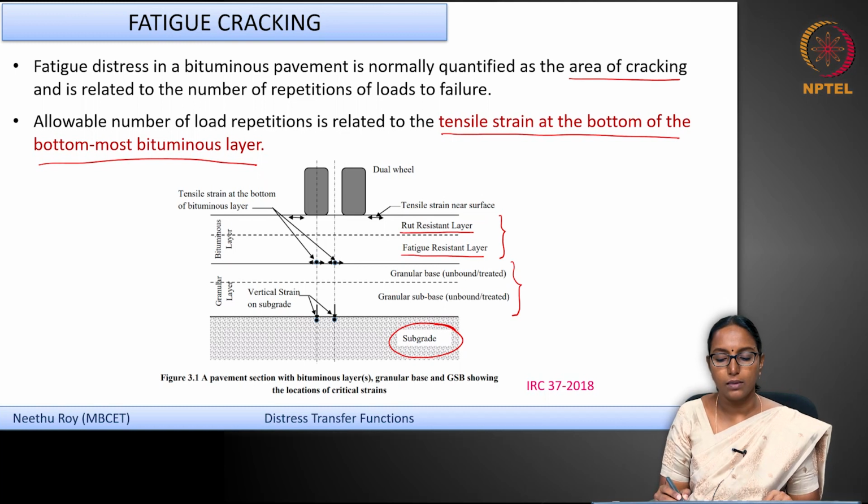So, essentially, due to repeated loading on such pavements, it is understood that when the tensile strain at the bottom of the bituminous layer, or the tensile stress, exceeds the limit, it will start cracking from the bottom, and bottom-up cracking is essentially the major mode of cracking in the case of bituminous pavement. Okay. So, it is recommended to have a fatigue resistant layer as the bottom layer of the bituminous layers, if there are two layers of bitumen.